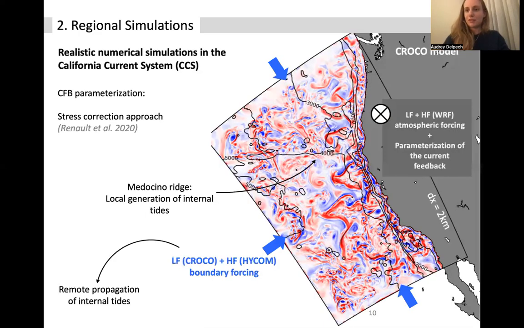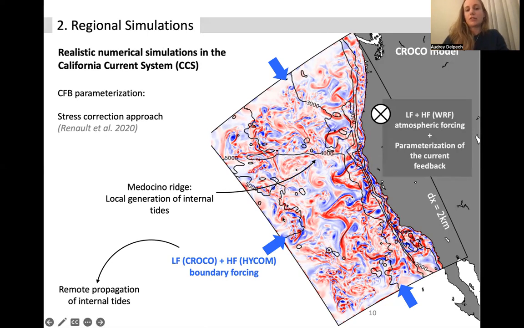Just a few words on the setup of the numerical simulation. The simulation has been conducted with the CROCO model. Here you can see a snapshot of the surface vorticity. It's been conducted at a 2-kilometer grid spacing, so it's mesoscale resolving and submesoscale permitting.